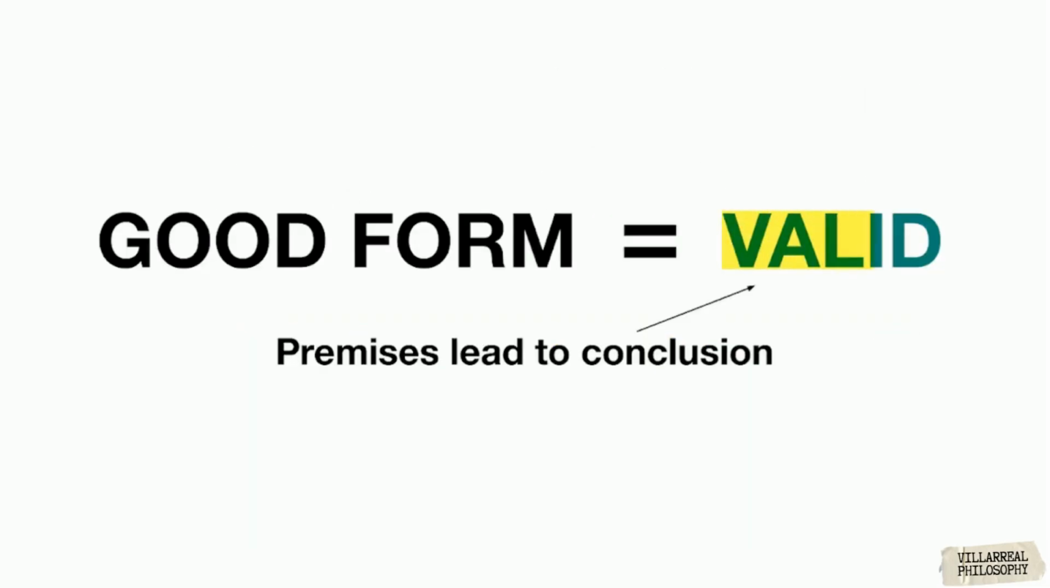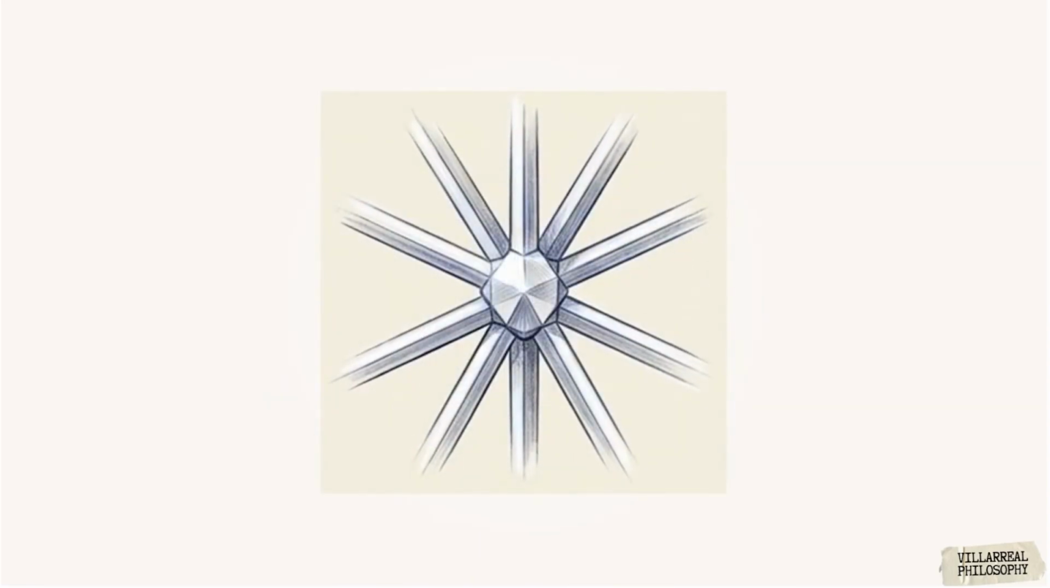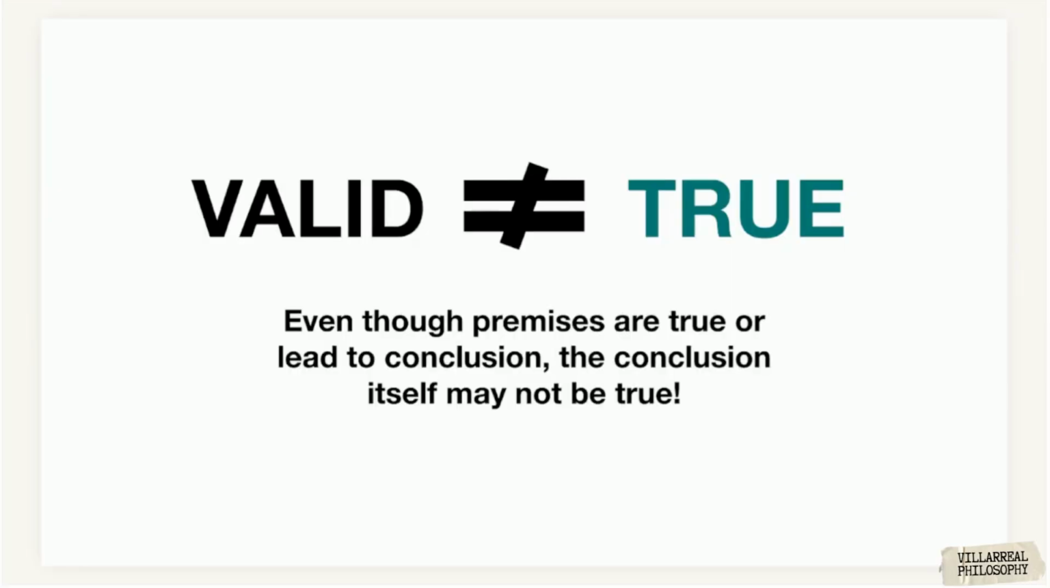This image shows how we define validity. If the premises point directly and logically to the conclusion, the argument has good form. But remember, validity only judges the shape of the structure. It makes sure the pieces connect securely, regardless of what those pieces are actually made of. This graphic highlights a major twist. An argument can have a perfectly valid structure and still be entirely false.